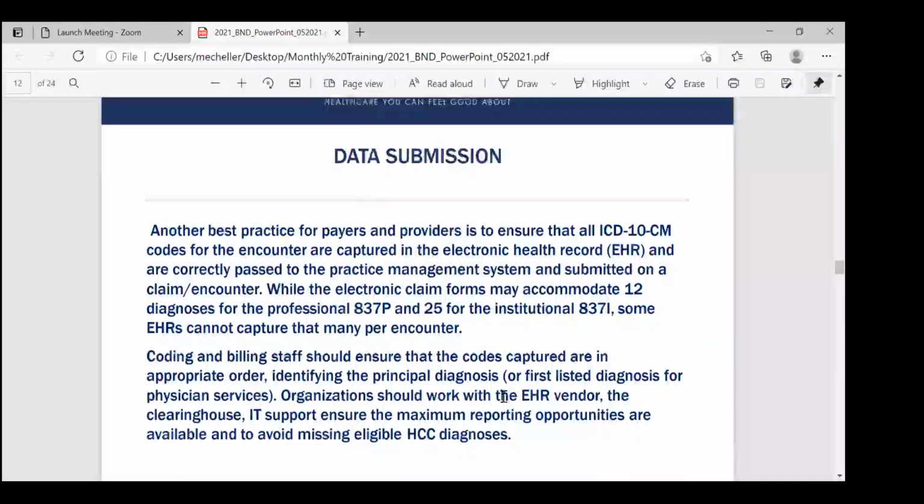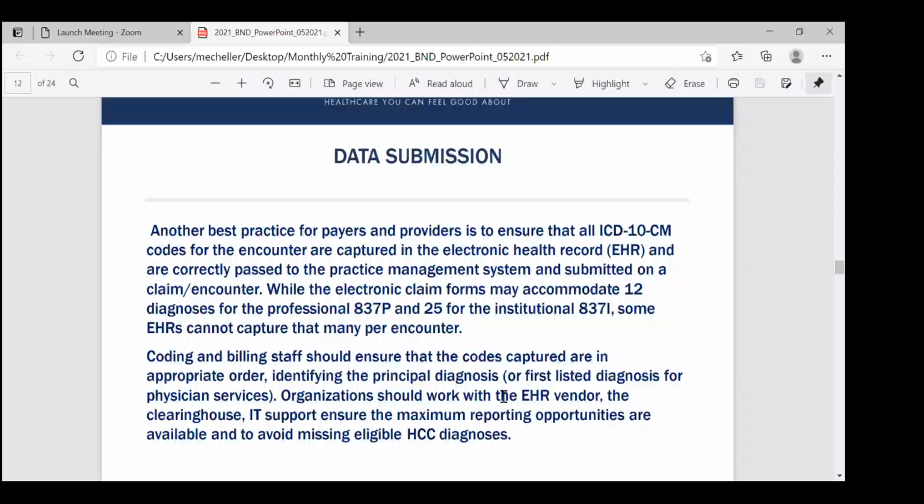So another best practice, and this is something we see frequently in our data, is the data submission. So payers and providers, we want to ensure that all ICD-10 codes for the encounters are captured in your electronic health record and that the data is passed over through your practice management systems. A lot of you may be familiar with the term 837. It's an electronic data format that allows us to take in your ICD-10 codes from your practice management systems. And what we find is a lot of practice management systems can only pass through 4 diagnoses or 6 diagnoses, and it doesn't accommodate all 12 diagnoses allowed on a professional claim or all 25 diagnoses allowed on an institutional claim. So this means that we have a potential gap in data.